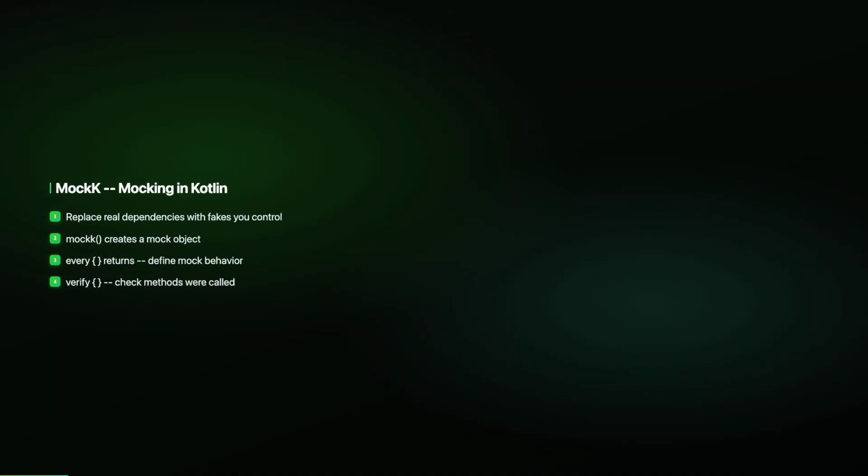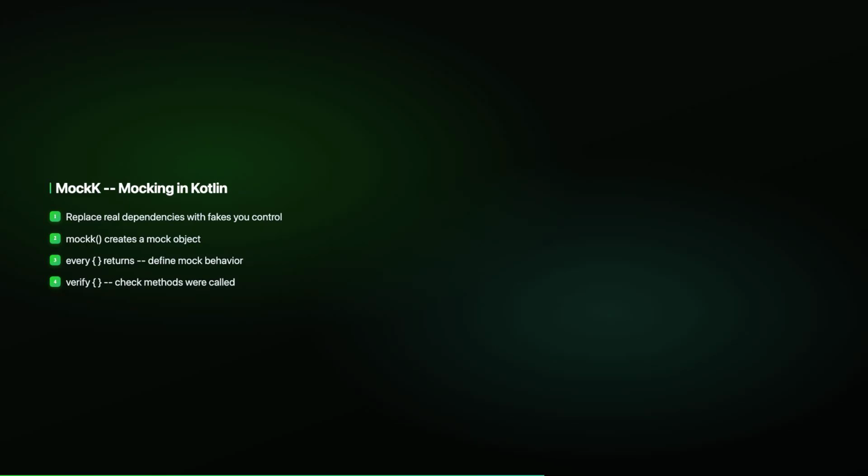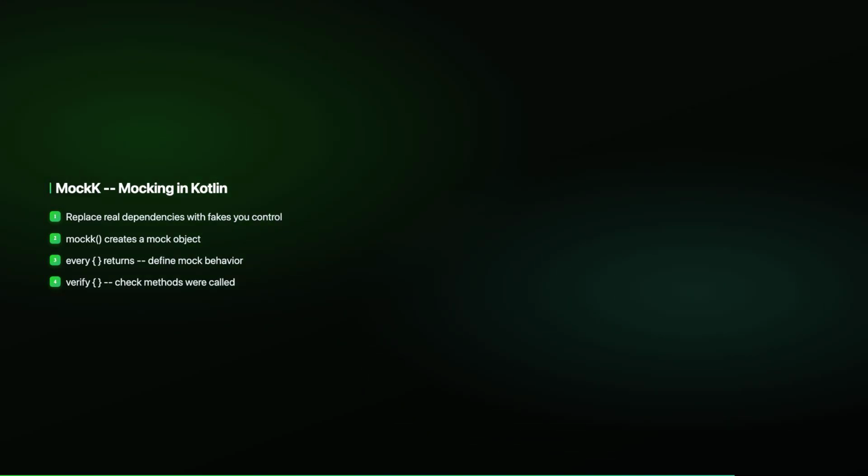MockK creates fake objects you control. When testing a class, you want to test only that class, not its dependencies like databases or networks. Create a mock with mock. Use every returns to define what the mock returns. Use verify to check that a method was called the expected number of times.